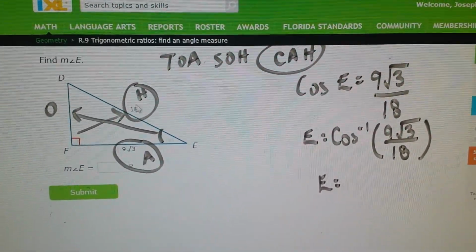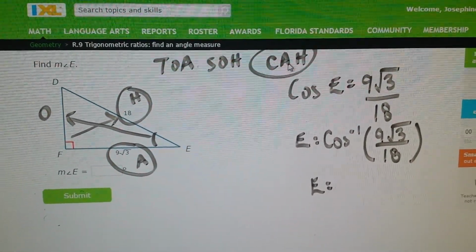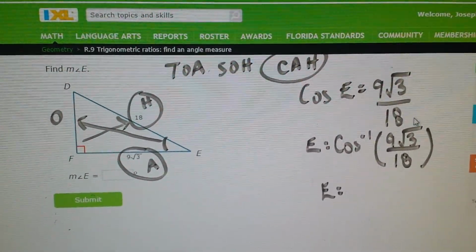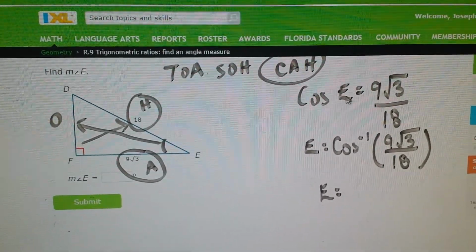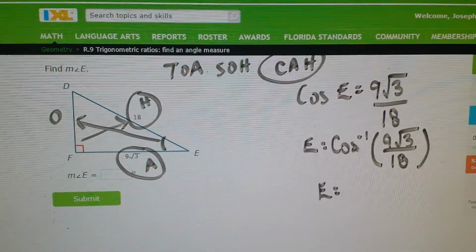You label your triangle. I see that I need A and H. A and H is cosine. So cosine of the angle is equal to A, which is 9 radical 3, divided by hypotenuse, which is 18. So to get rid of cosine, just get the angle by itself, I take the inverse. So this is what I'm trying to put into the calculator, the inverse of cosine.